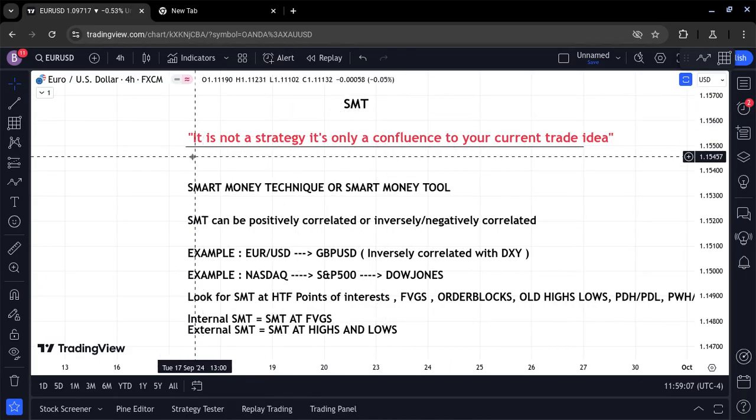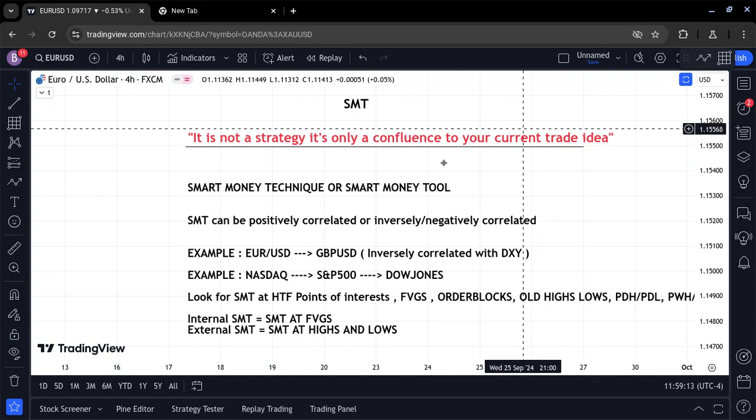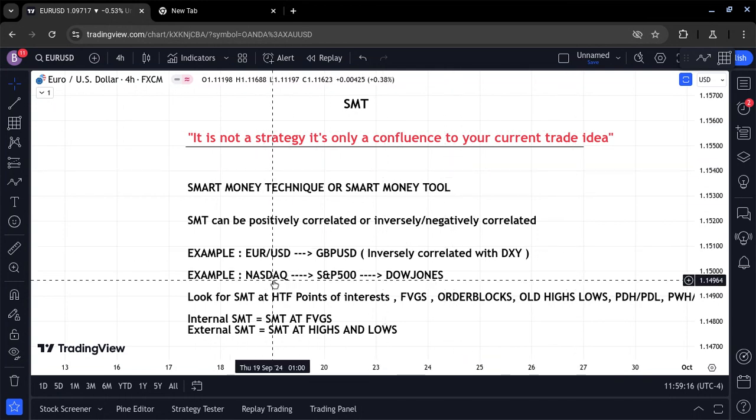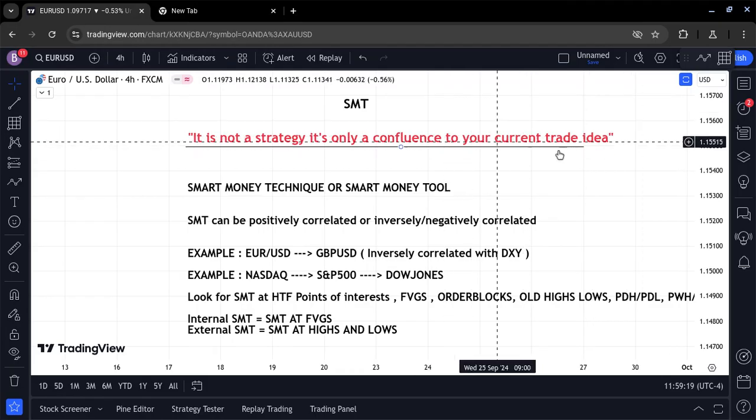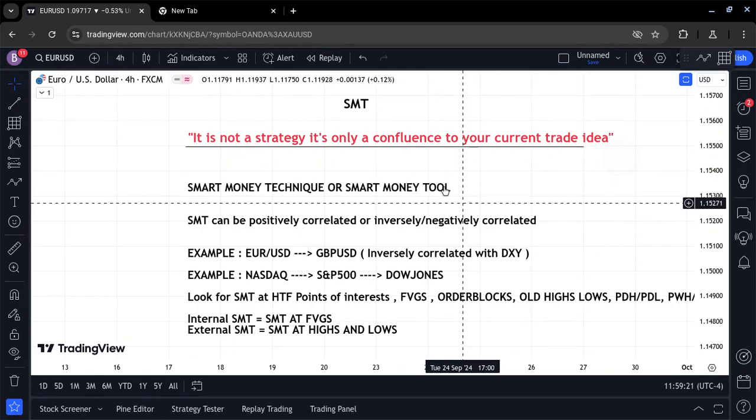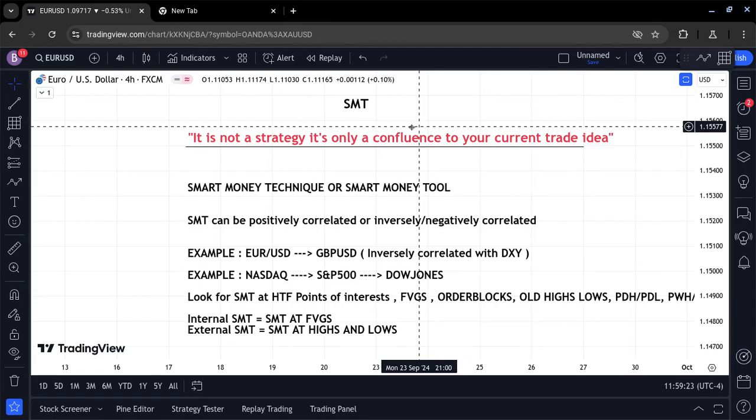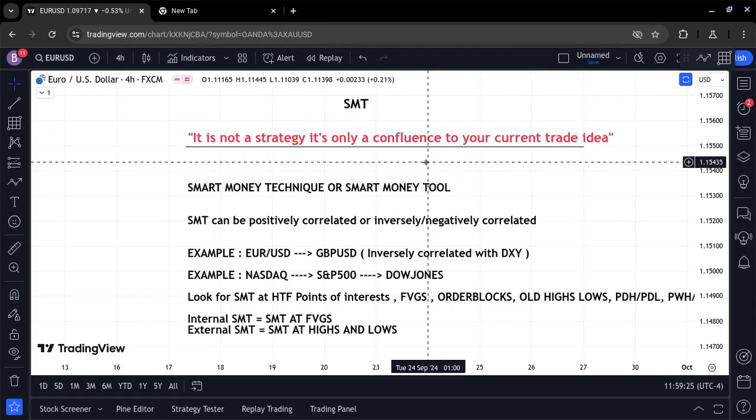SMT. Firstly, I want to make sure that you understand that it is not a strategy. It's only a confluence to your current trade idea. Suppose you have a particular trade in Euro USD or Nasdaq at a key level, and you want to make sure that your trade idea is correct. Look for an SMT. That's it. It's not a strategy, guys.